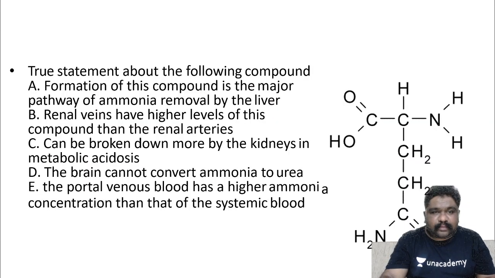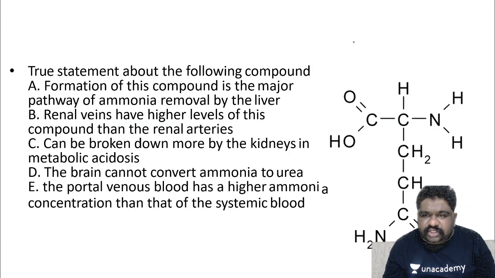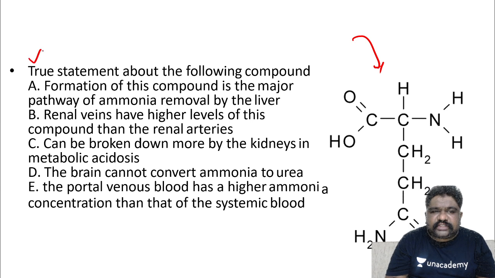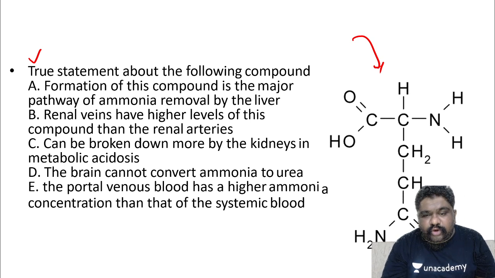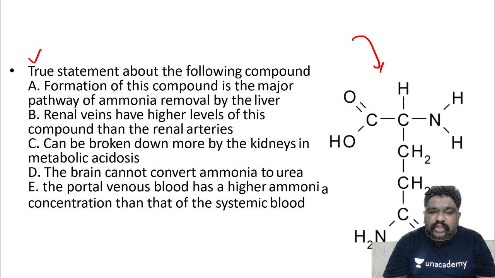Let's look at a different type of question. Look at the structure given here. They have framed a question around this structure. True statement about the following compound. A. Formation of this compound is the major pathway of ammonia removal by the liver. B. Renal veins have higher levels of this compound than the renal arteries. C. It can be broken down more by the kidneys in metabolic acidosis. D. The brain cannot convert ammonia to urea. E. The portal venous blood has a higher ammonia concentration than that of systemic blood.